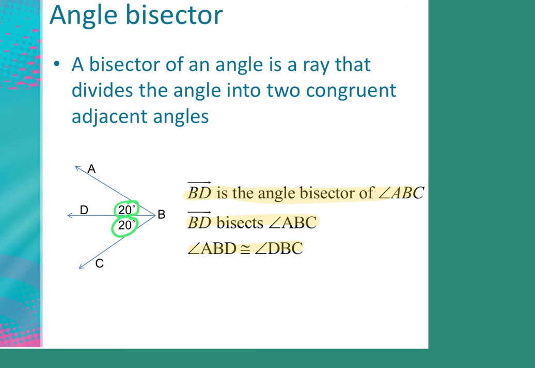So if it said that something was the angle bisector and you got given one of its parts, you would know the other was the same. If it said it was the angle bisector and you got given the whole, you would divide it by 2 to get the two parts. Okay, so you'll just see it a bunch of different ways.